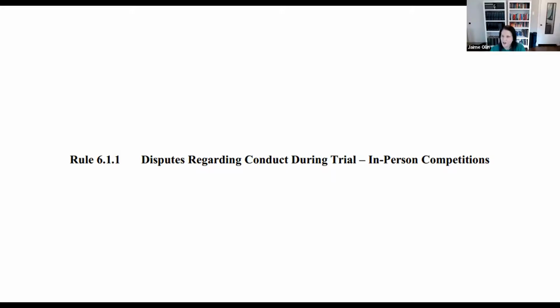Another question, are we going to go in depth in the process of rebuttals and redirects? Rebuttals for? I think maybe redirects and recrosses. I think the rules address that, and I think that's also in the slides for our breakout. But generally, redirect is going to be limited to the scope of the cross, and then the recross is going to be limited to the scope of the redirect. Is that correct? Does that sound accurate? Yeah. And we'll definitely talk about that a bit in the breakouts.